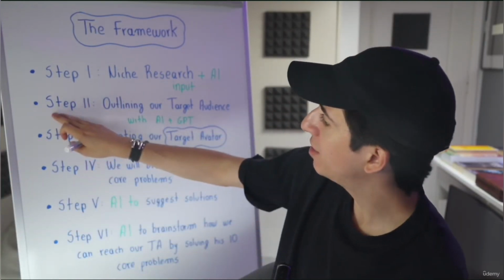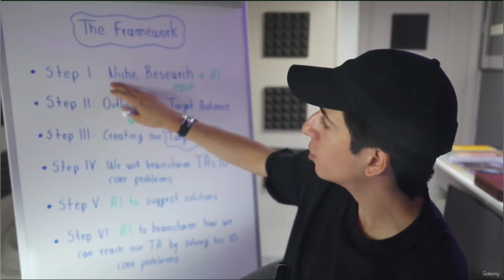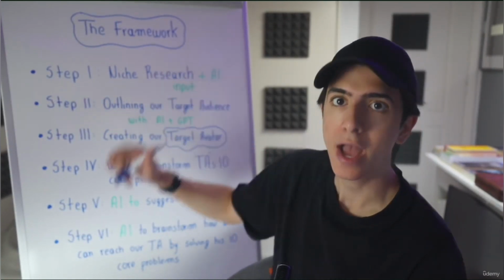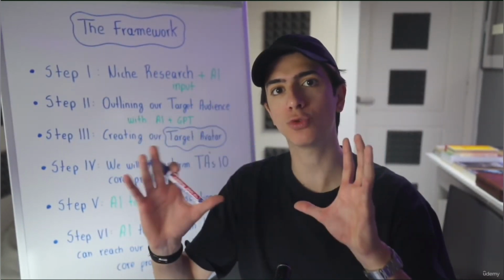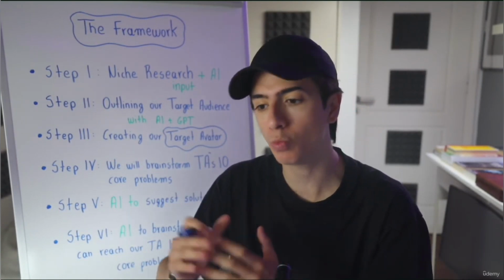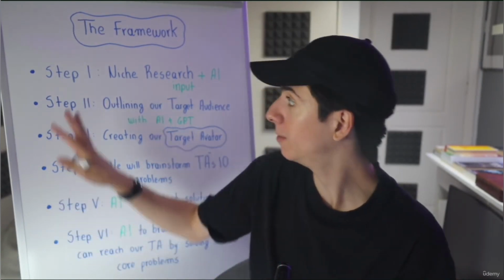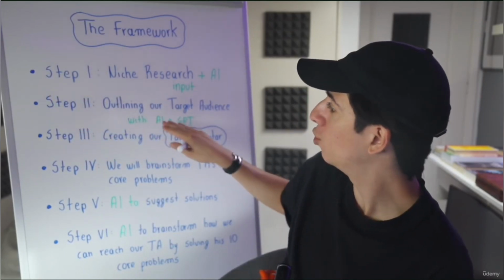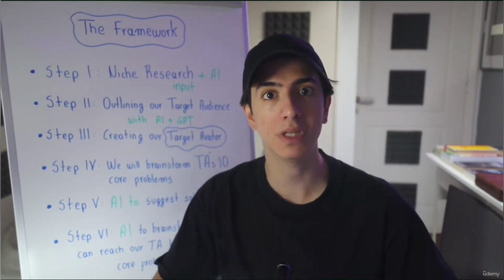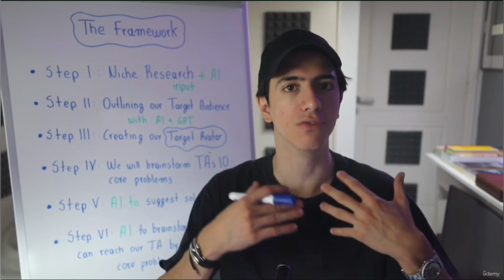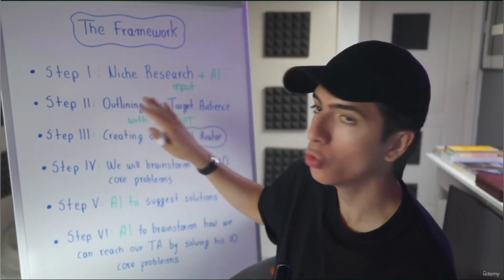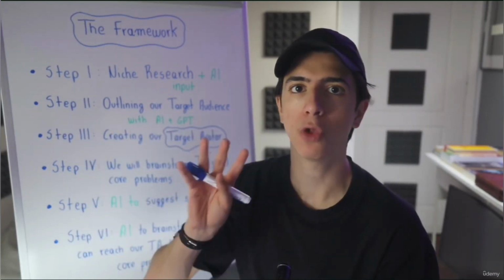Then in the second step, after we've brainstormed our niche and we know how we can infiltrate this niche, or at least we have selected which niche we want to infiltrate, if it is saturated, if it is unsaturated, all of that we're going to be doing in step 1. Then in step 2, we're going to be using AI, ChatGPT, and some specific prompts that I have designed for you, in order to outline our target audience.